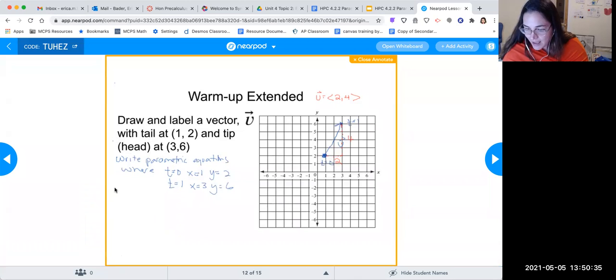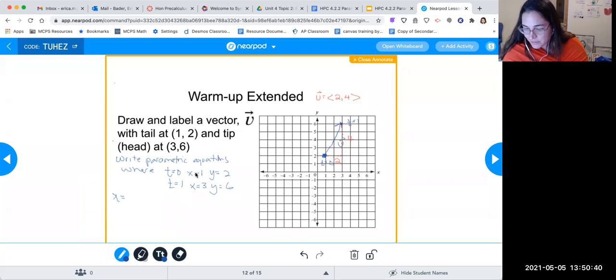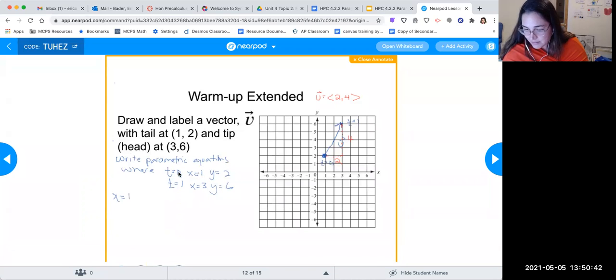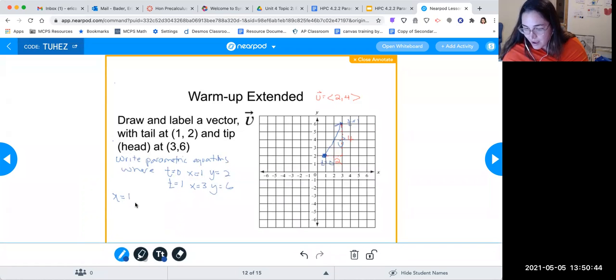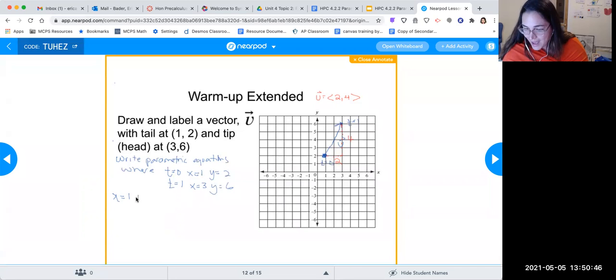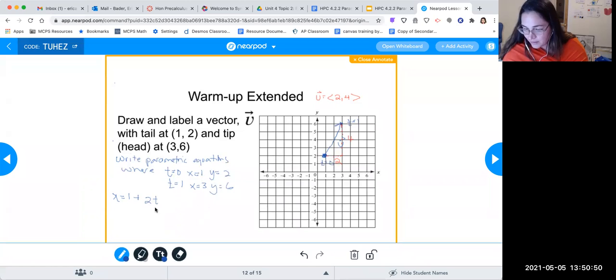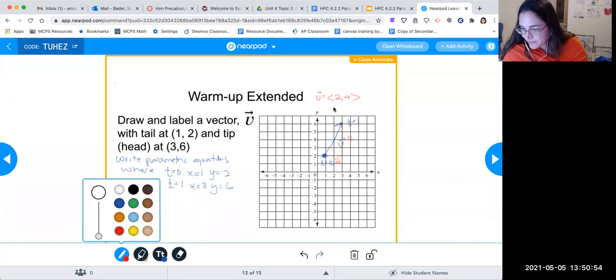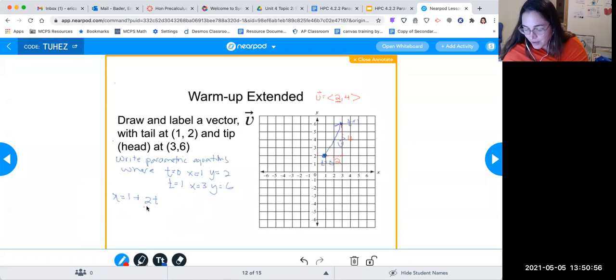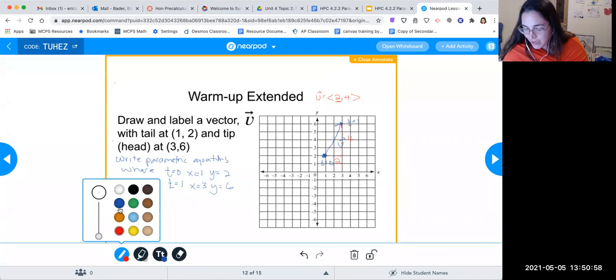For our x equation, we start at x equals 1 when time is equal to 0. Then we add 2 each time t moves forward 1, because our x component is 2 for this vector. So we take that component and put it into this spot right here.